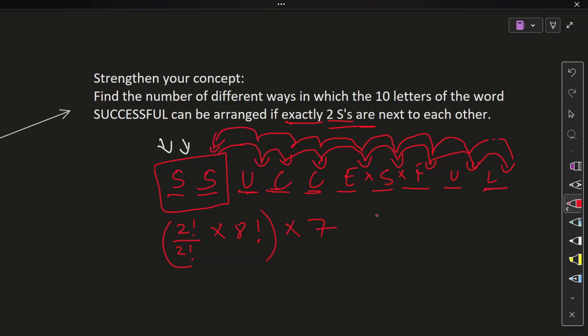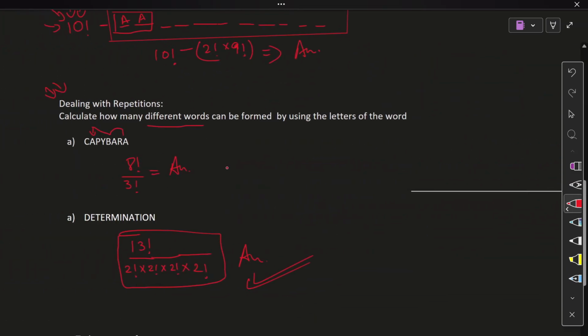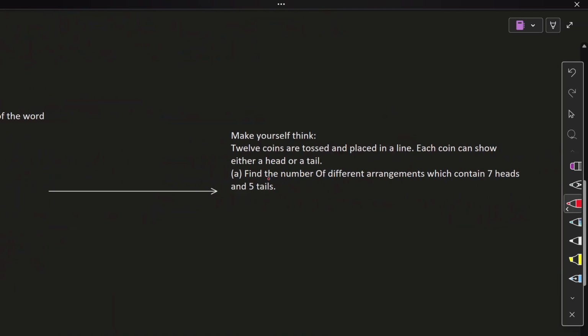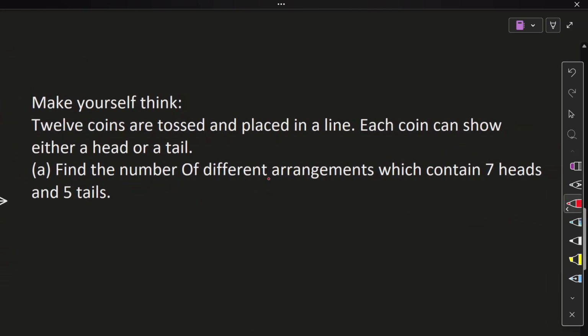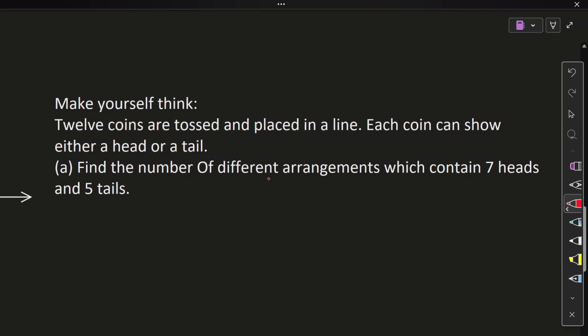See, this question really strengthens your concept on how you're supposed to deal with putting things together. Now, one more question that will build your concept on repetitions. The examiner pulled off one of the greatest questions on earth. Beautiful question that's gonna make you think. 12 coins. By the way, I would suggest to pause the video and try it yourself, then watch me do it. Okay, 12 coins are tossed and placed in a line.